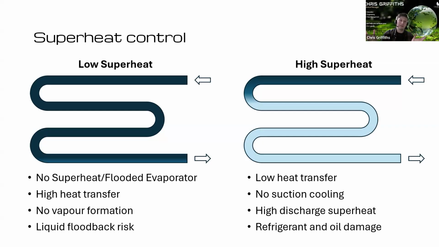You may be only using 50% of its usable actual surface area. So we get very low heat transfer. Where this refrigerant gets warmer and warmer because it's already boiled off, we have very little or no suction cooling back to our compressors. That then results in high discharge temperatures and high discharge superheat, which can lead to refrigerants breaking down and oil damage as well.